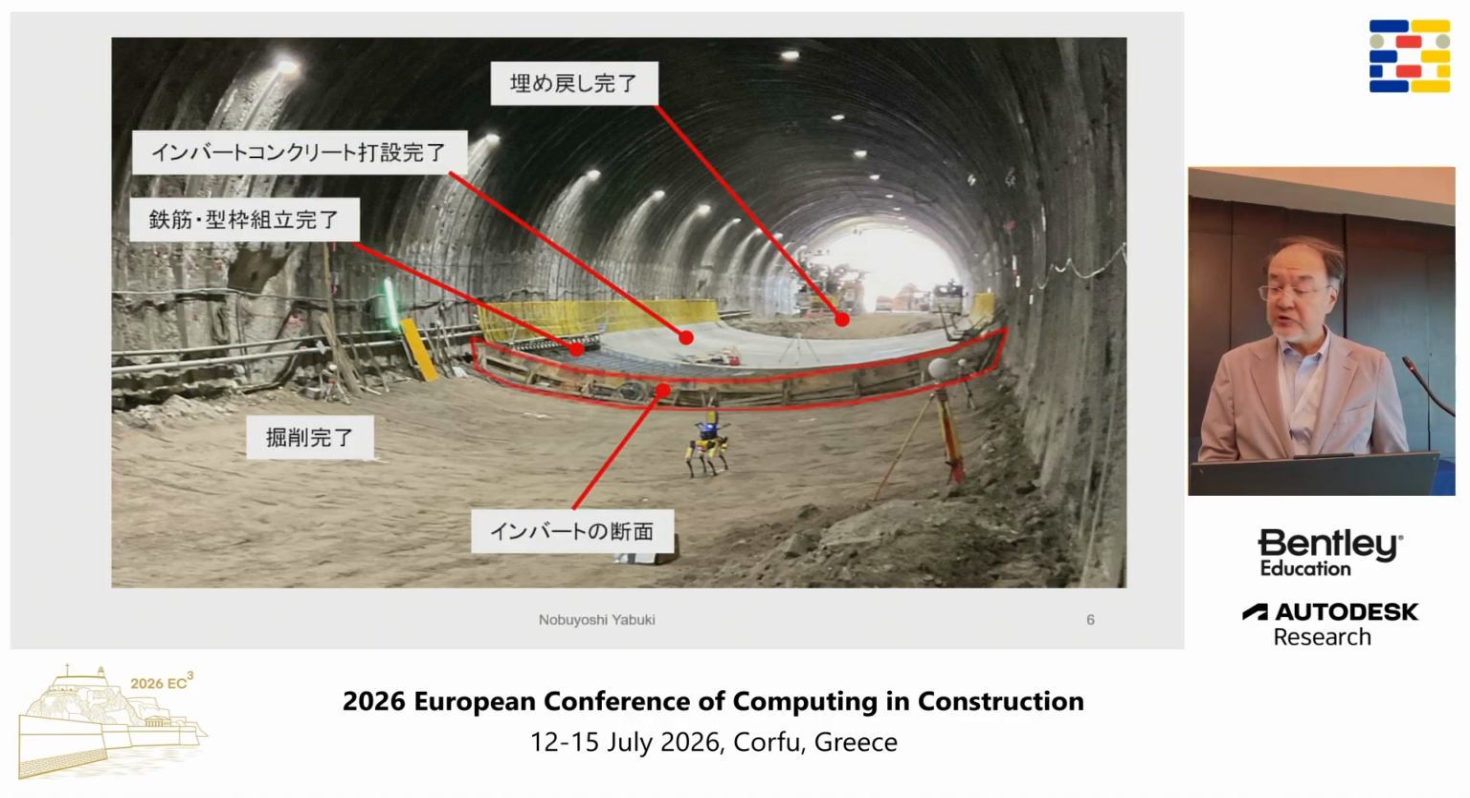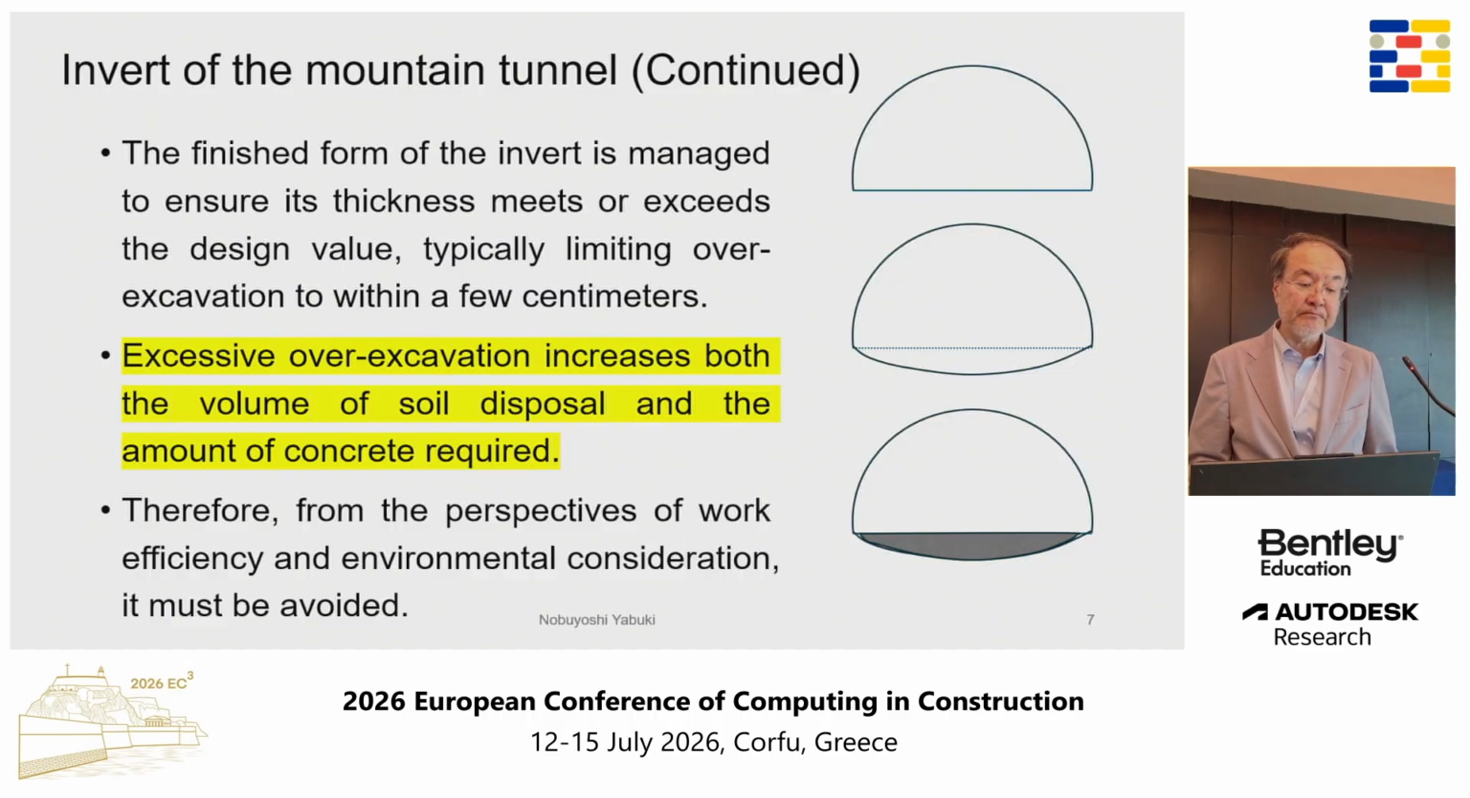This is a picture of a typical mountain tunnel, and it shows the tunnel after invert excavation. If you excessively excavate the invert, then the excavation volume increases, and at the same time the concrete that will be cast increases, which is very costly. So precision is necessary.